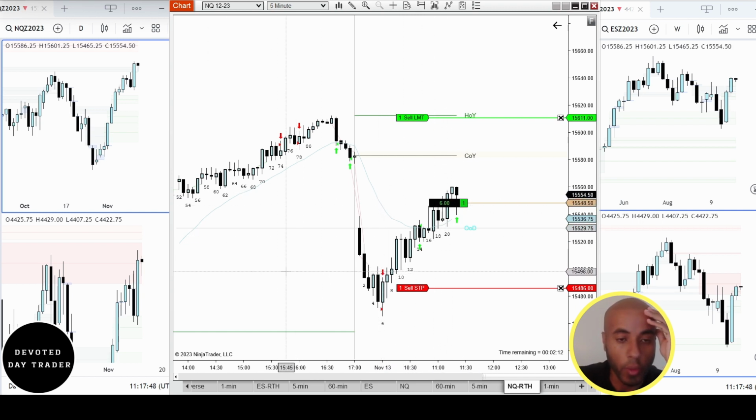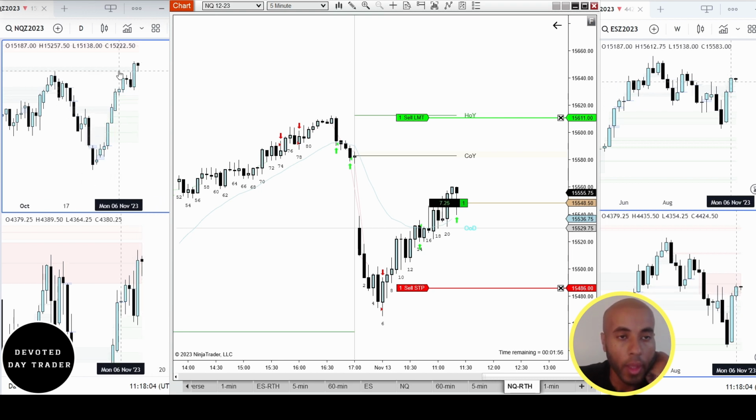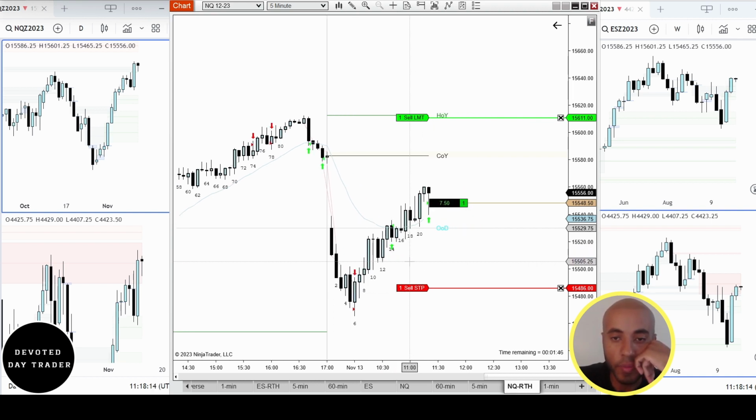Also, I noticed that ES tested 50% of this bear candle. So I am bullish on the day. Now I am no longer short biased.